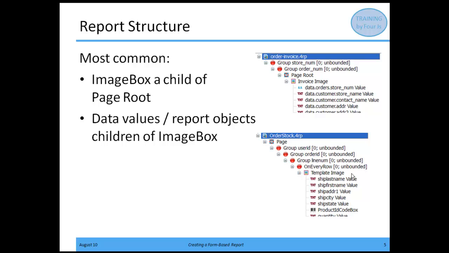In the second example, I have the image as a child of on every row. What this is telling me is that for each new page, I'm going to have just a single row's worth of data being placed out there on the form.